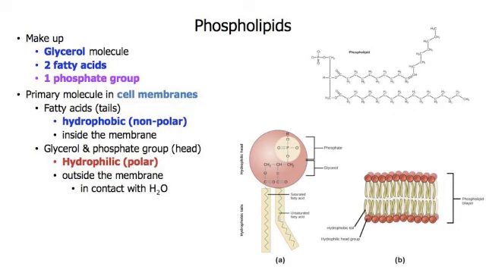Cells are surrounded by a membrane which has a bilayer of phospholipids. The fatty acids of phospholipids face inside, away from the water, whereas the phosphate group can face either the outside environment or the inside of the cell, which are both aqueous.